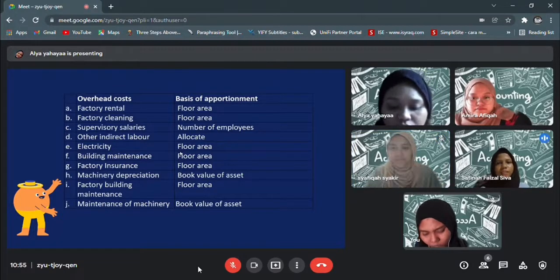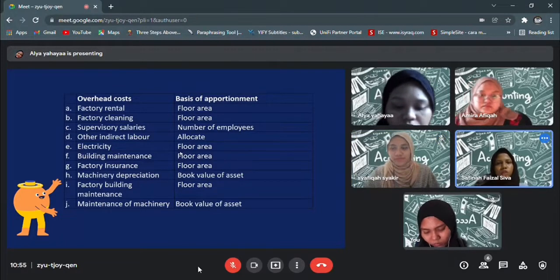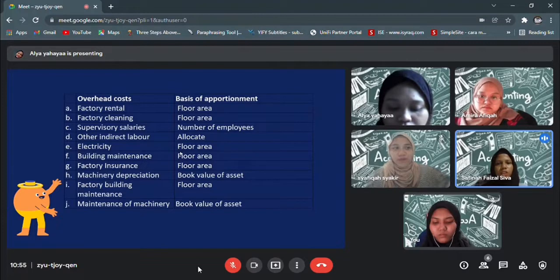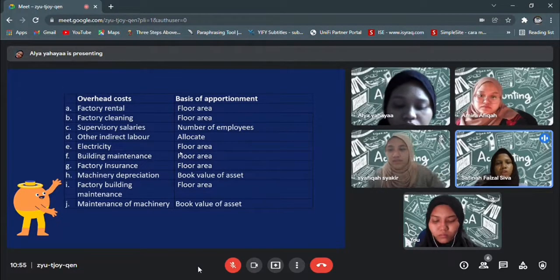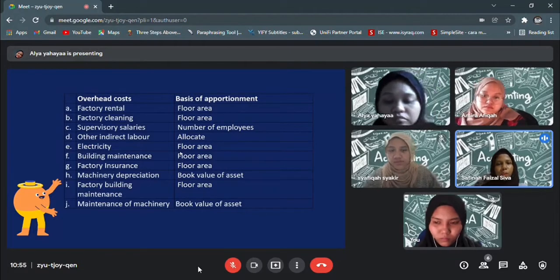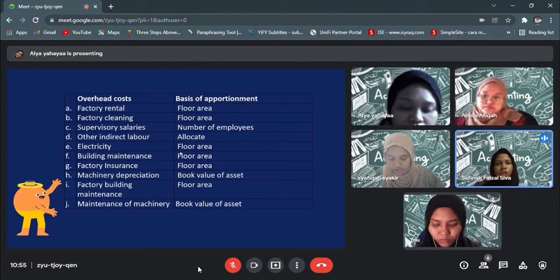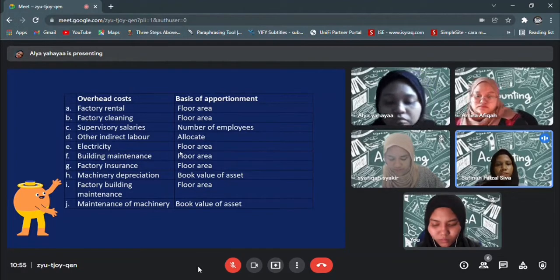Thank you, Aina. So next is F. We choose floor area for building maintenance. The cost of maintenance may be apportioned to different departments on the basis of machine hours or capital value of the machines, when charges are to be distributed according to the floor space occupied by each department. So next is G. Floor area basis is adopted for the apportionment of certain expenses which include factory insurance.